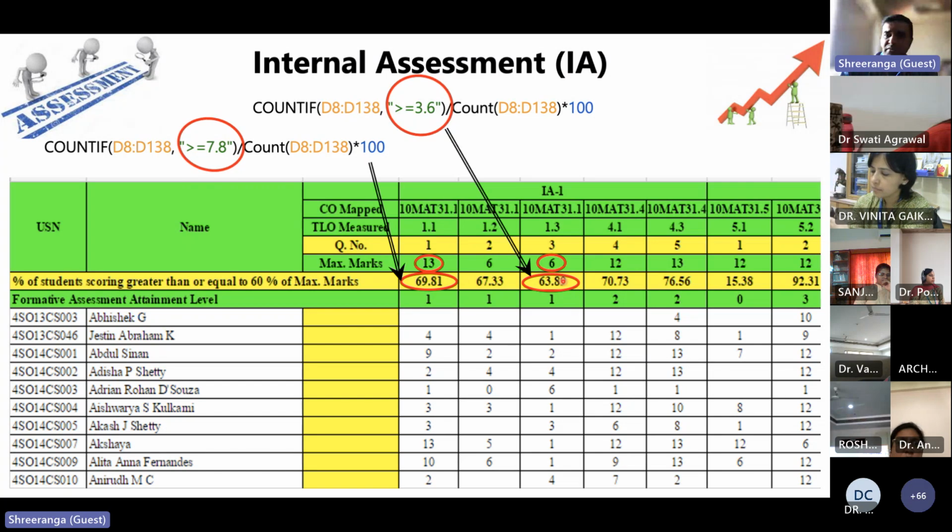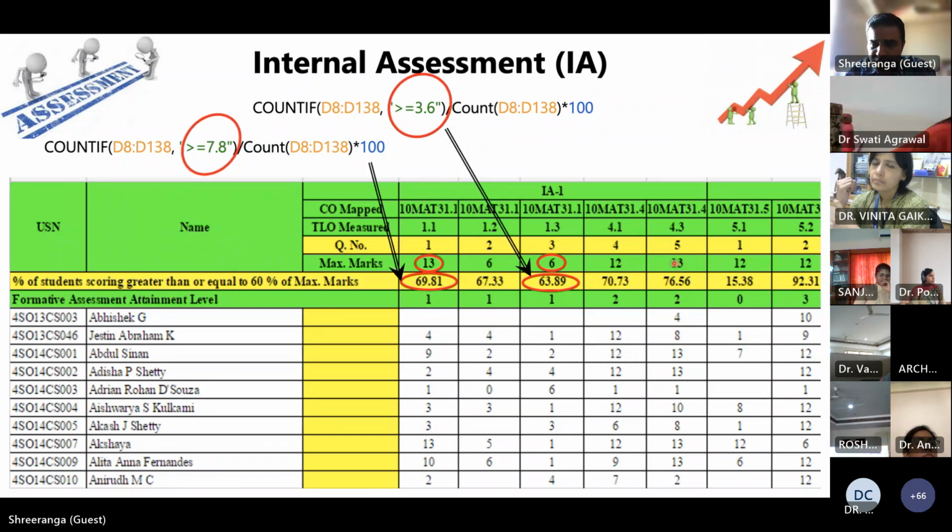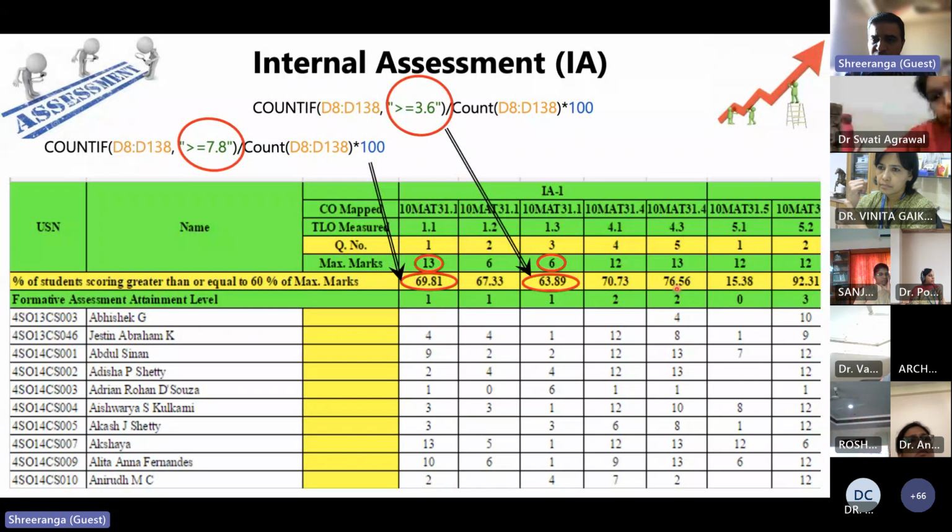In a similar manner, if I go for this, let us say over here 13, I have applied the same equation. Using the equation, I found that the percentage of the students who have scored more than 60% of the maximum marks is nothing but 76.56. Then I am going to enter manually, it is nothing but level 2. So in this way, for each and every question, I am going to calculate the levels and enter it over here.